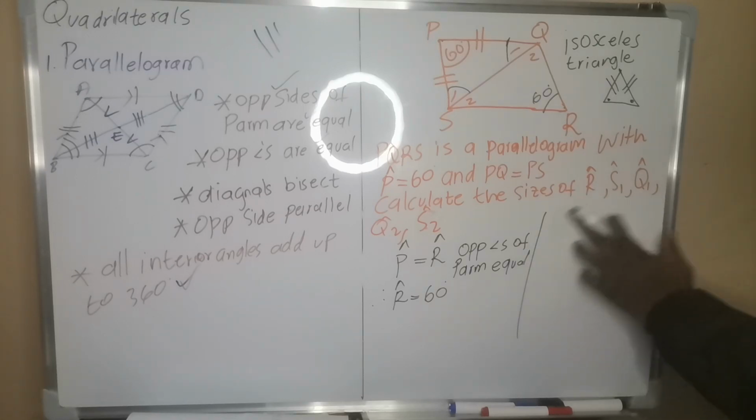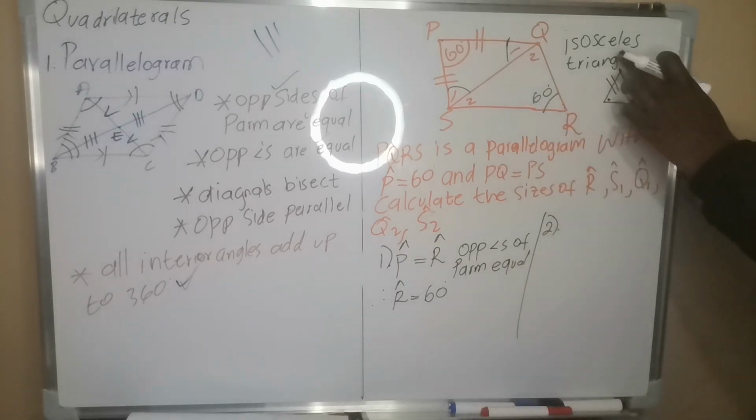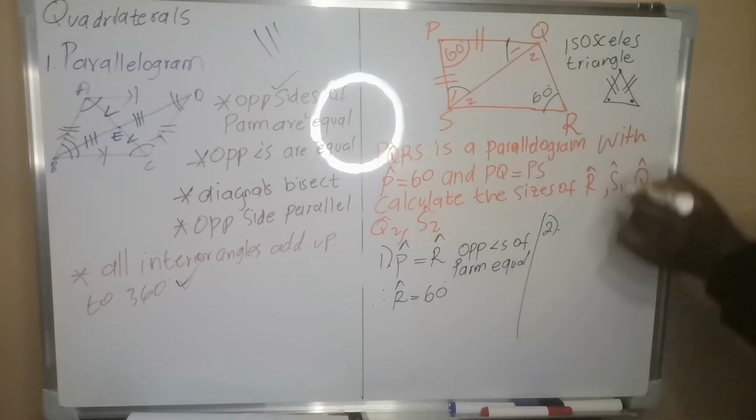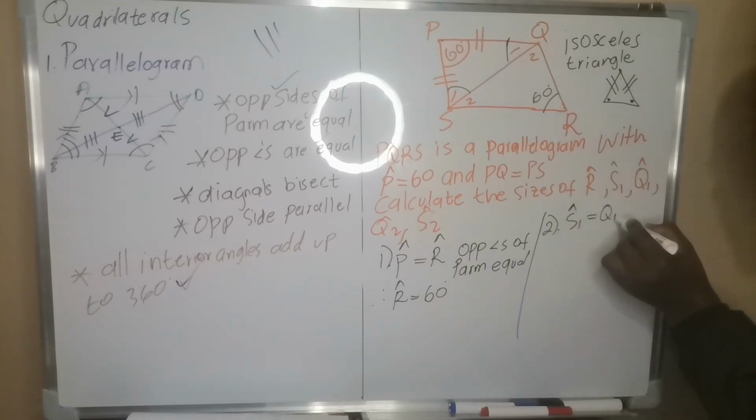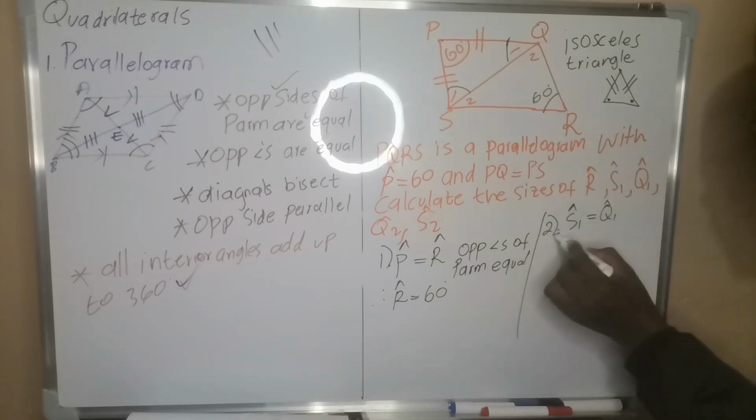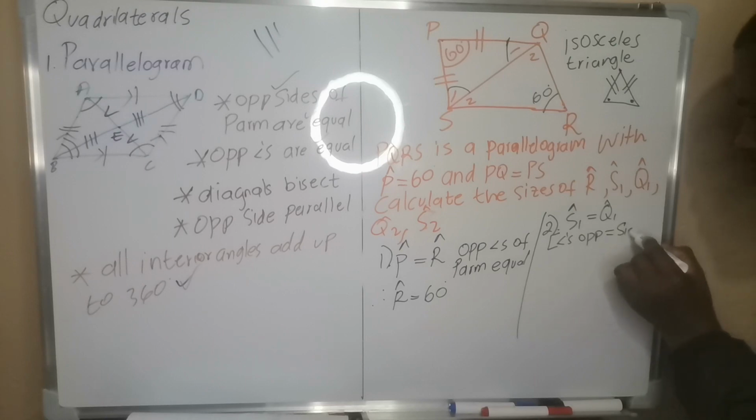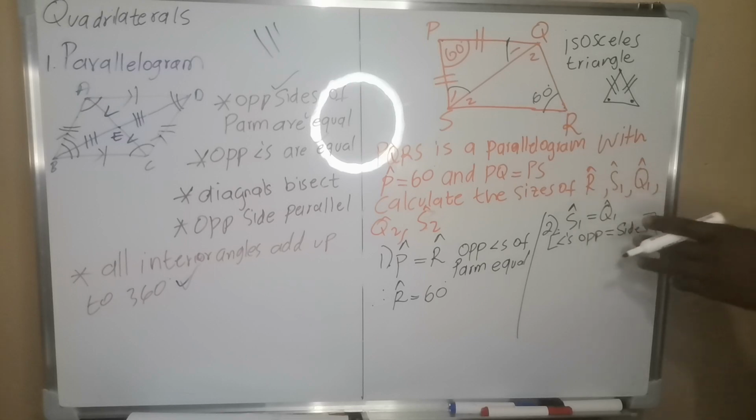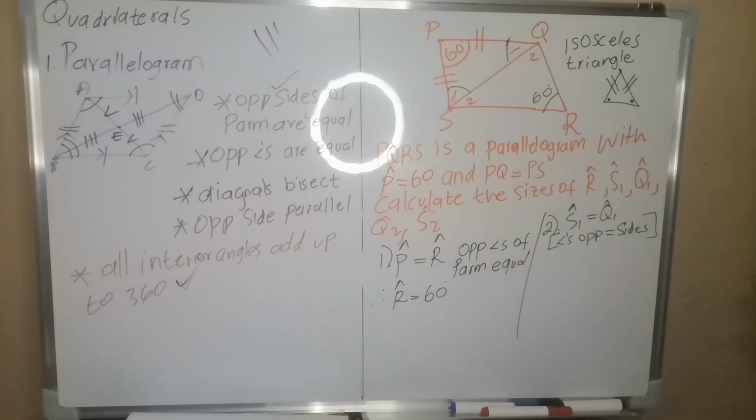Here, number 1, number 2. We said that in a triangle, if the opposite sides are equal, then the adjacent angles are going to be equal. That means angle S1 is going to be equal to angle Q1. And why? Angles opposite equal sides. I hope you did isosceles triangles before you came here. I hope you dealt with such explanations.